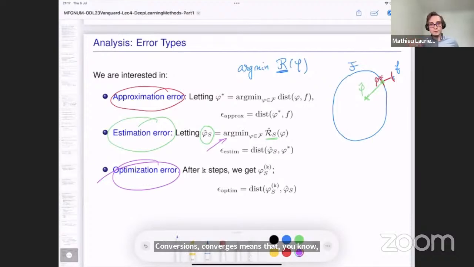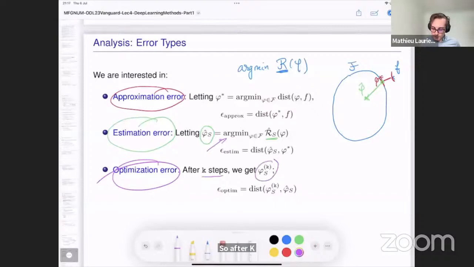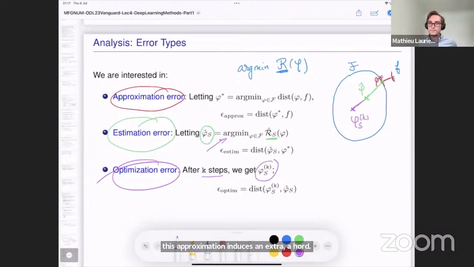And if you are lucky, because sometimes it is stuck in some bad local minima, or it will jump around because it's stochastic after all. So after k steps, what you get is an approximation. And this approximation induces an extra error. So phi k is somewhere here, and you have some distance.